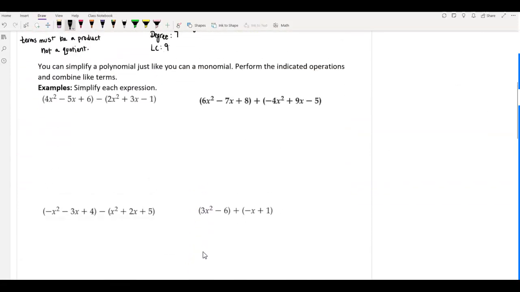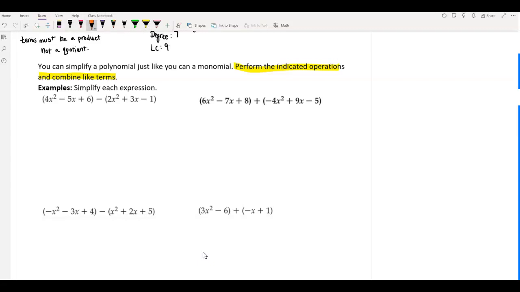You can simplify a polynomial just like you can a monomial. What you need to do is just perform the indicated operations and combine like terms. So here we always have to pay attention. What is happening between my parentheses?